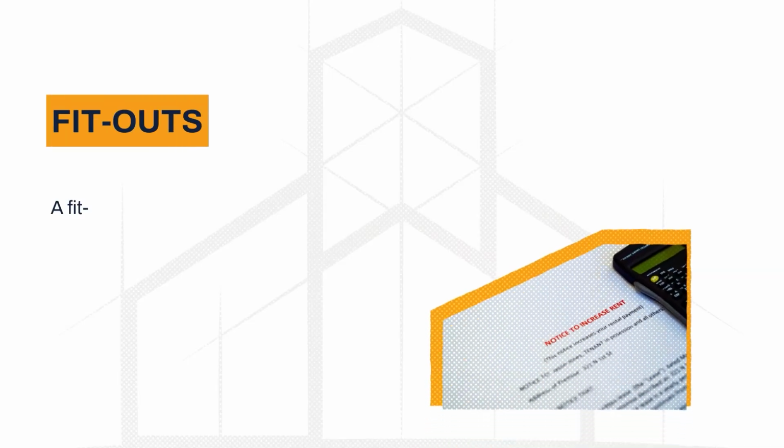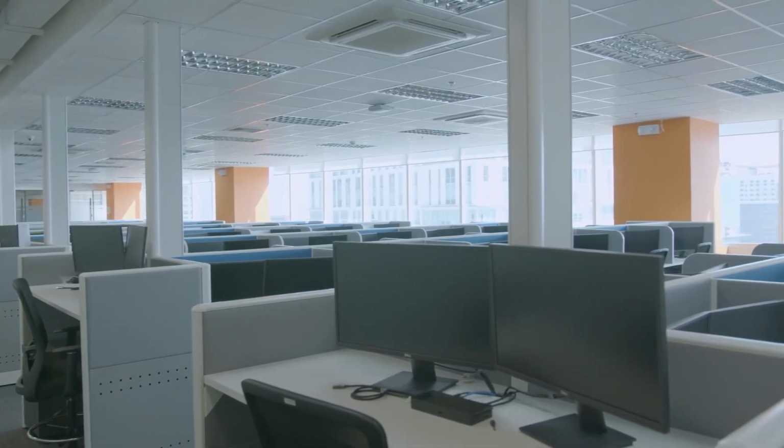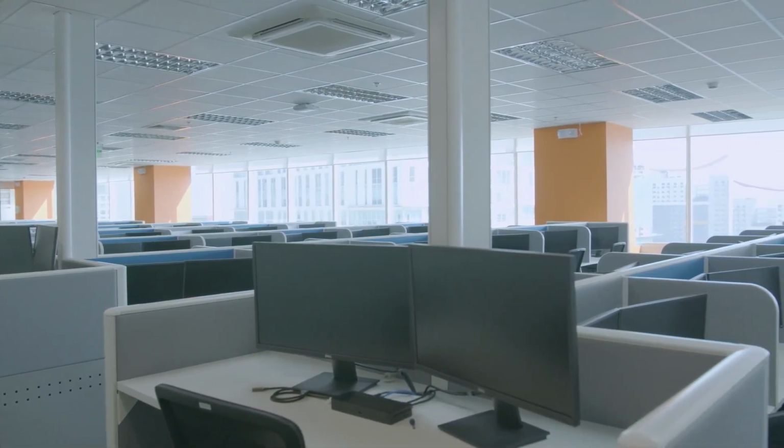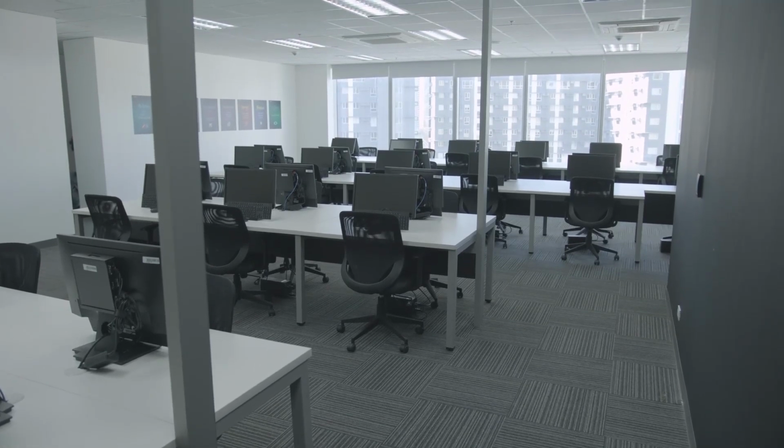A fit out is alterations to the property, such as installing fixtures and fittings. The lease agreement will specify the criteria for an initial fit out of the premises and what's expected at the end of the lease. Because fit outs can be costly to install and remove, fit out guides are often included to ensure the tenant and owner agree on what's required and expected.